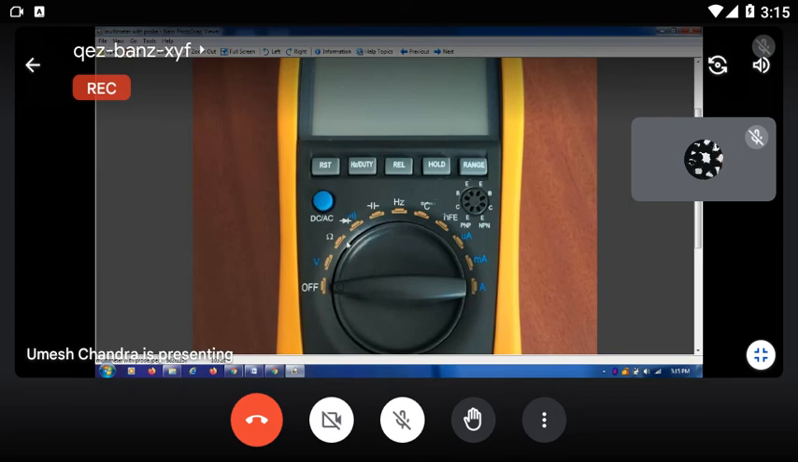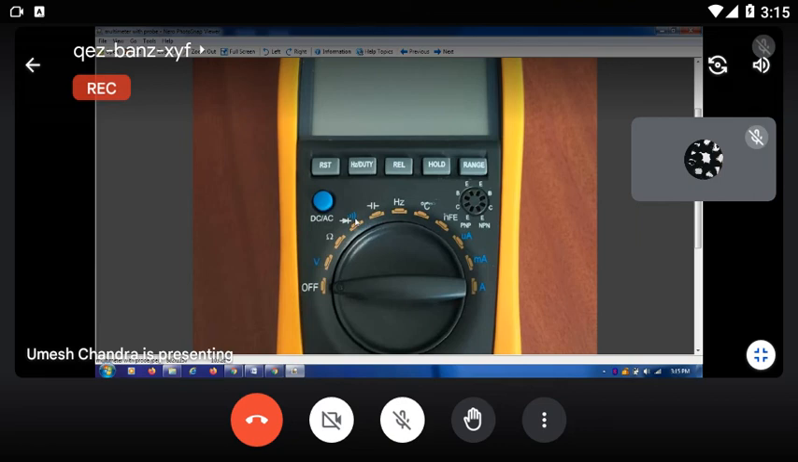If you want to measure the resistance value of any resistor, in that case, you vary the rotary switch and select the ohm range. Then after that, you measure the resistance value of the resistor. Then another is diode. If you want to measure the diode voltage, in that case, you select that range, that point.